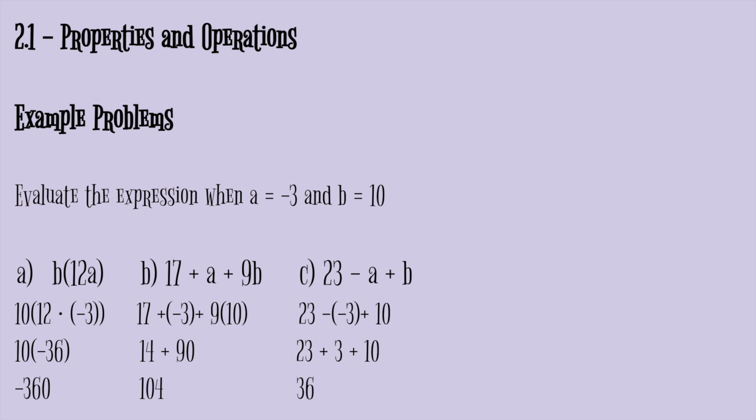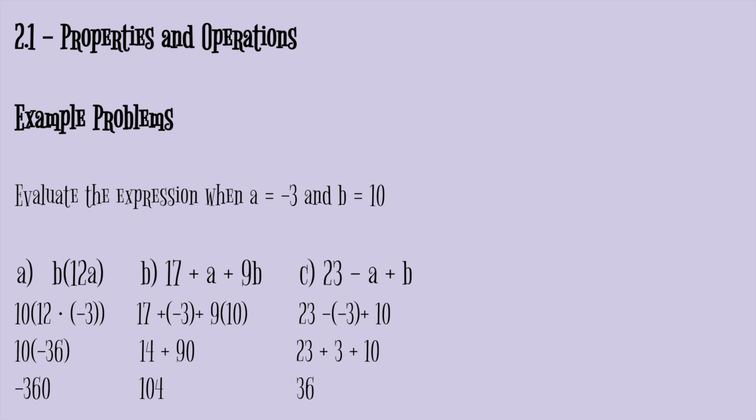Evaluate the expression when A is negative 3 and B is 10. First, B times 12A. We can substitute 10 for B, and 12 times negative 3 substituted for A is the same as 10 times negative 36, which gives us negative 360.